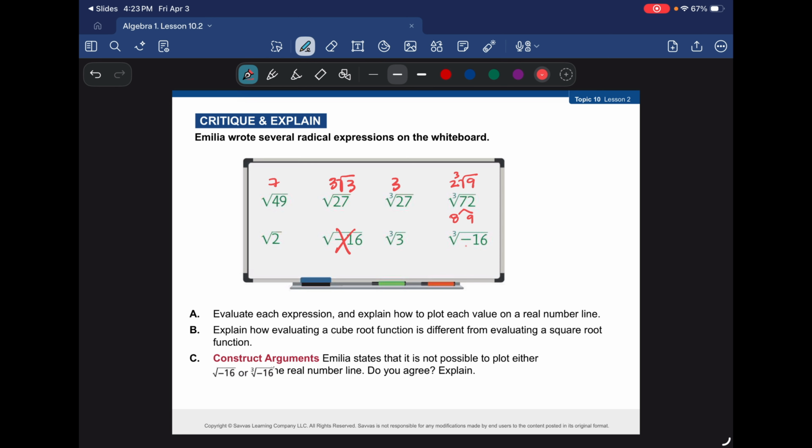Can we graph the cube root of negative 16? Well, remember, if we have cube roots, I am multiplying the base 3 times. So is there a number I can multiply 3 times to get a negative? Yes, we can take the cube root of a negative number. So we can graph all of them except the square root of negative 16.